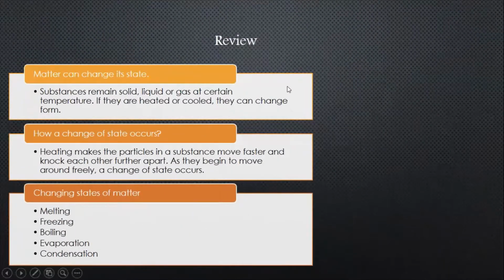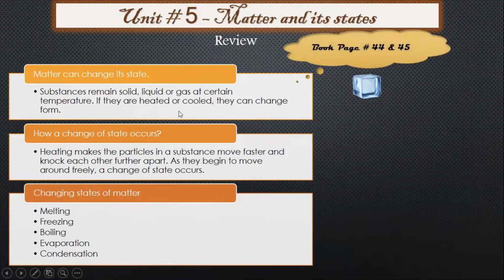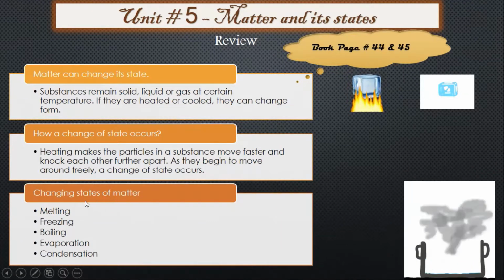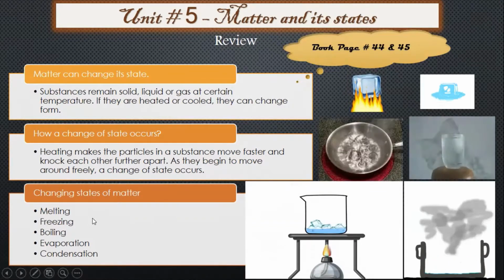Now we also know that matter can change its states. Most substances remain solid, liquid, or gas at a certain temperature. When they are heated or cooled, they can change form. How does a change of state occur? Heating makes the particles in a substance move faster and knock each other further apart. As they begin to move around freely, a change of state occurs. So changing states of matter consist of melting, freezing, boiling, evaporation, and condensation.